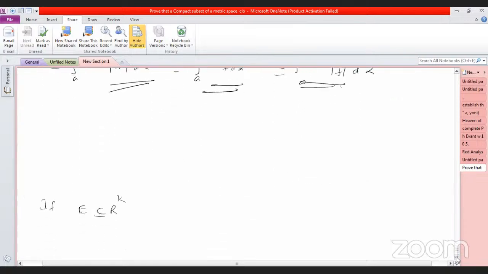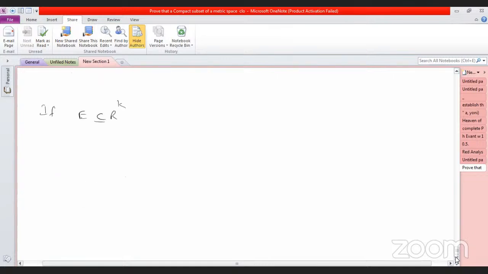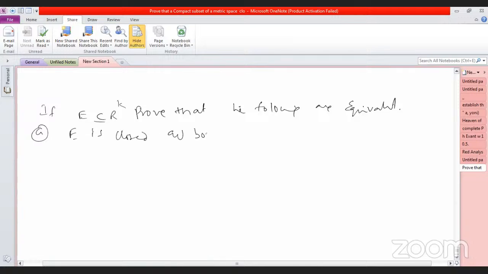Okay. If E is a subset of R^k, prove that the following are equivalent: E is closed and bounded.